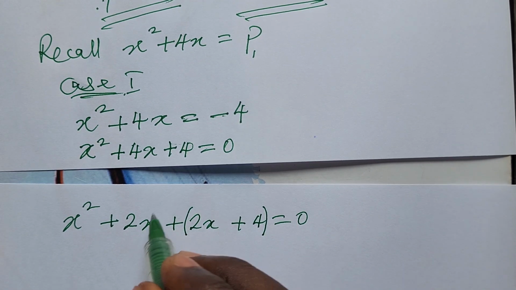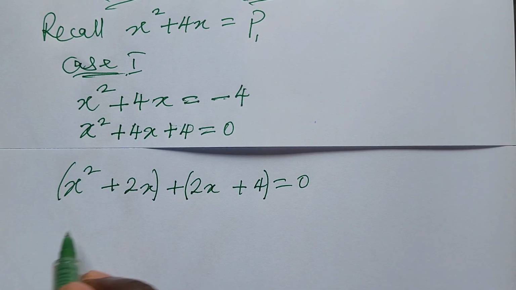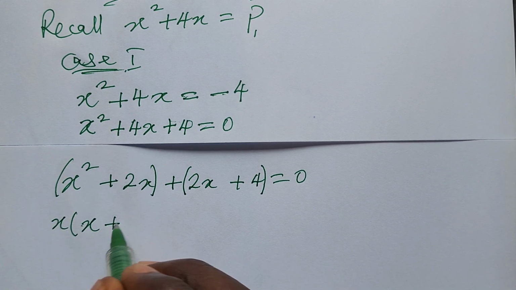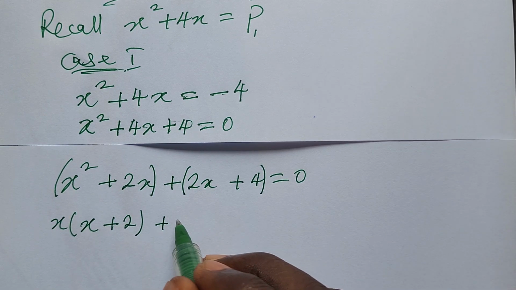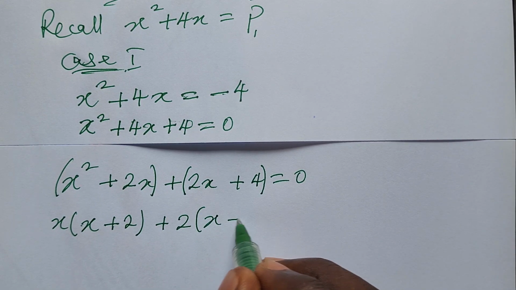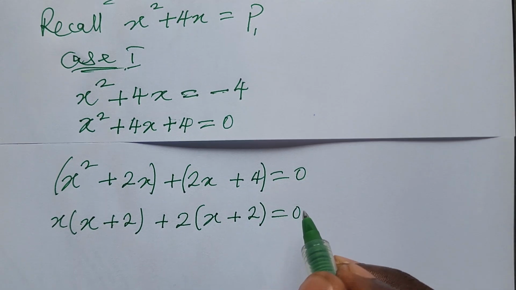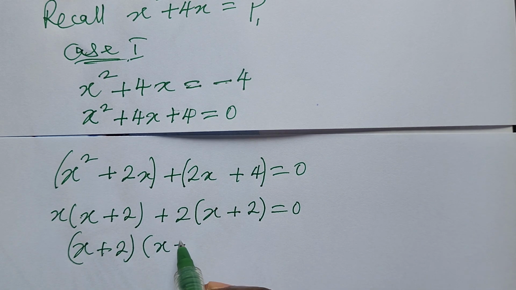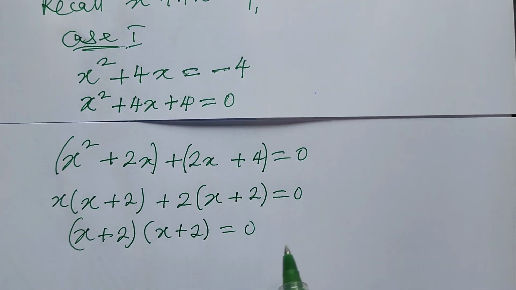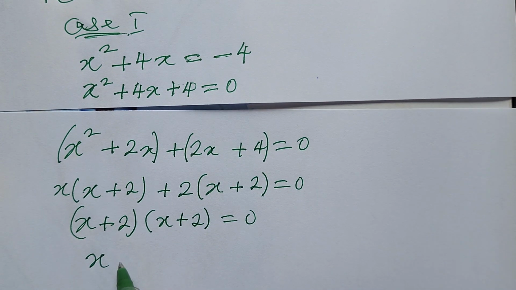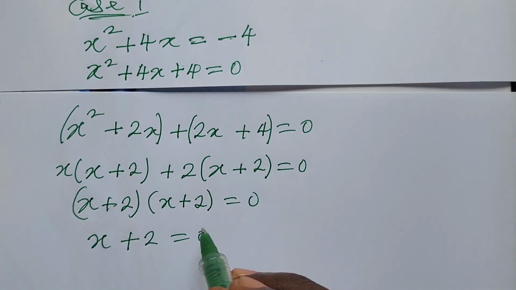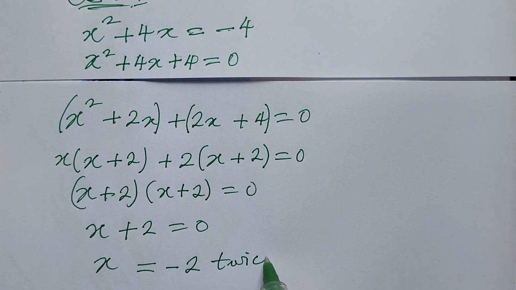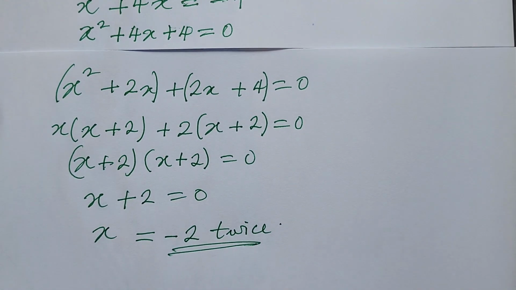So we can group this, group this. What is common here is just x. So we're going to have here x bracket x plus 2 bracket plus, what is common here is just 2. So here we have x plus 2 equals 0. So the terms inside the bracket and the one out are the same. Okay, equals to 0. So this now implies that our x plus 2 is equal to 0, and therefore we have x is equal to minus 2 twice. Okay, so we have this twice.